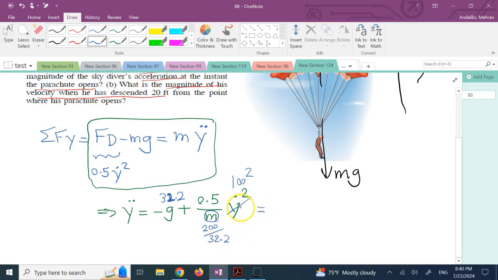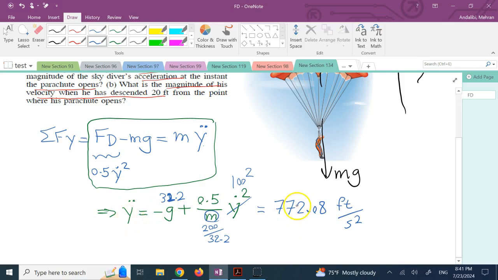So if you plug in the numbers and find that, you are going to get basically 24 g's, which is about 772.08 feet per second squared. And that is a big number. Okay, so initially when that parachute is opened, the person is going to experience a huge deceleration, okay, a huge one. And clearly you see it's upward.